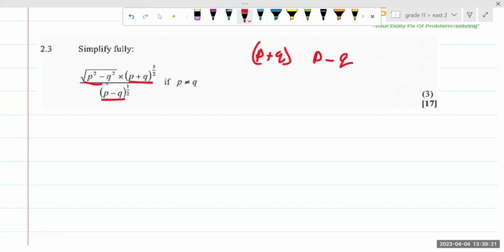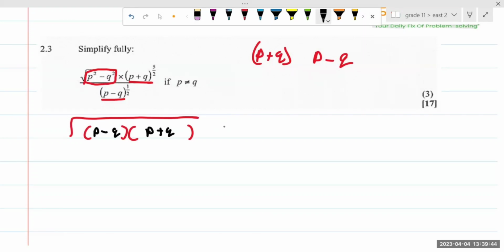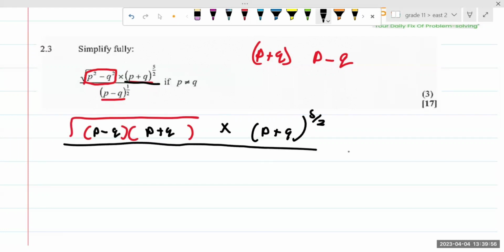So what I will try to do is to say, whatever is inside here, I can factorize it because it's a difference of 2 squares. So this is squared, this one is also squared. So I will have root, open 2 brackets, and then I will have P minus Q, and then I will have P plus Q multiplied by this part here, which is going to be P plus Q to the power of 5 all over 2, all over P minus Q to the power of 1 all over 2.